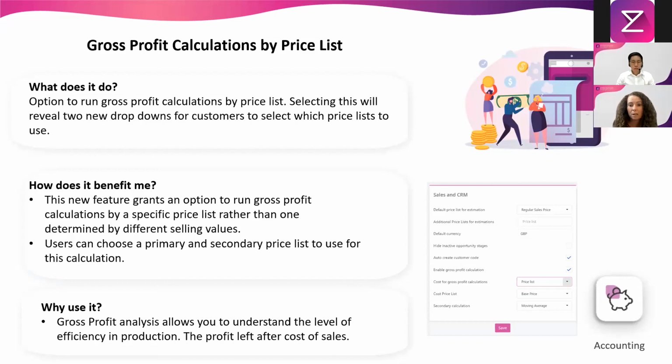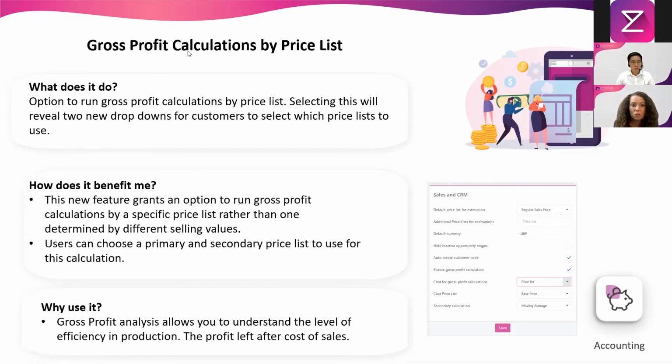place on that invoice, if you're using the ERP system, you will have specified under the settings option for sales and CRM whether that calculation, if it is enabled, is done by purchase price or cost price. But now we've given you the option to select a specific price list. So if you have the gross profit calculation enabled, you can now choose a specific price list. Of course, it gives more efficiency, the level in production, and obviously the profit left after the cost of sales.